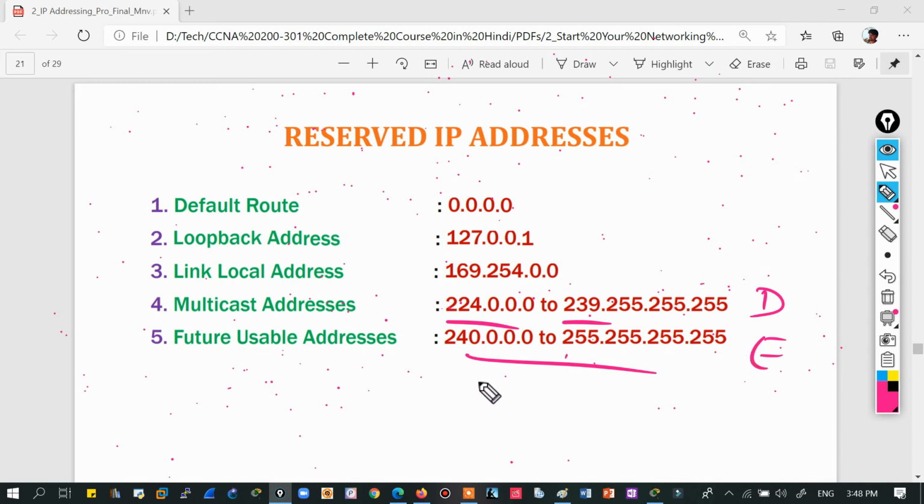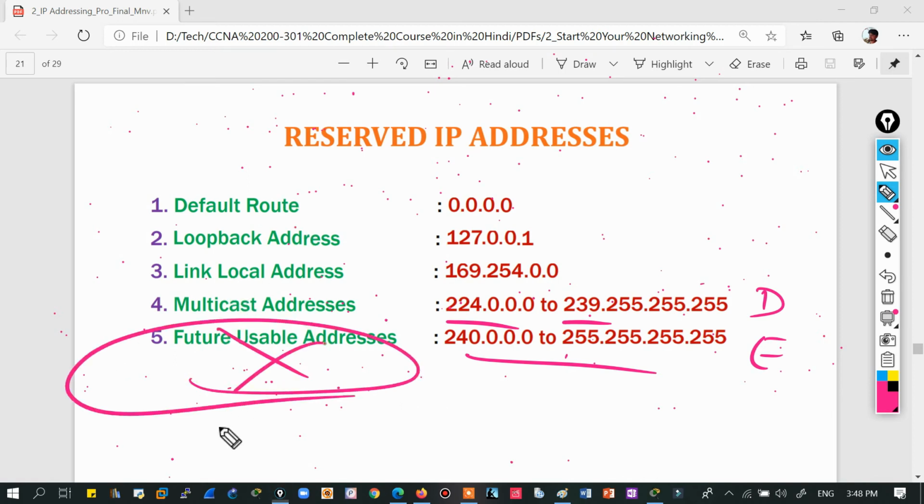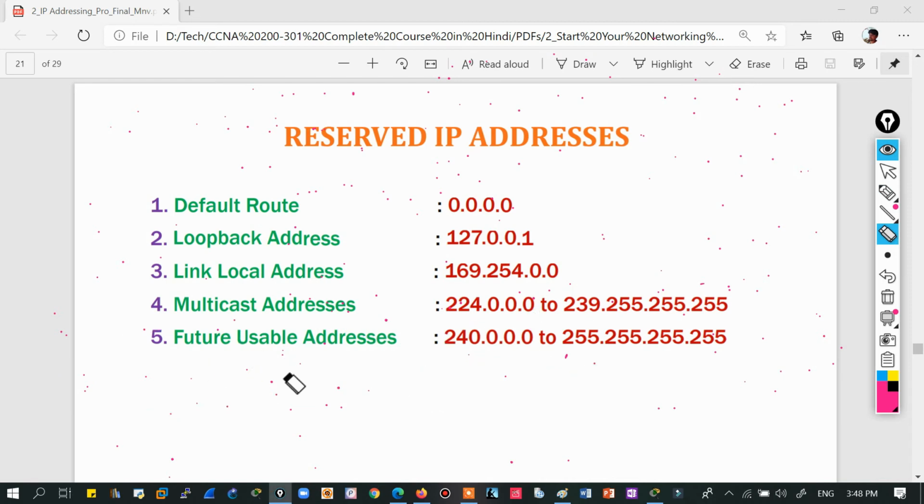I don't know what kind of experiments or R&D they were doing with these addresses, but yes, this is just the theoretical part. We have no trace of these addresses, meaning how many network bits or host bits are there in these classes. We just need to study about that, and maybe this can be an exam question: which is the future usable address, or which is the IP address reserved for R&D purposes. That is class E.